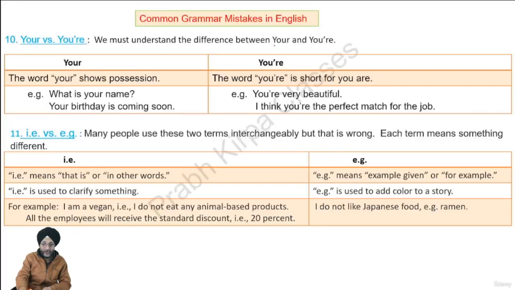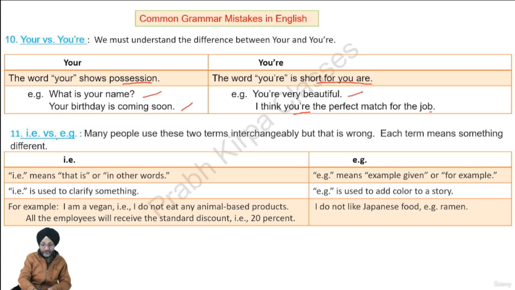Your versus you're. We must understand where we should use the word "your" and where we should use "you are". Your shows possession, whereas you're is the short form of you are. Examples of your: What is your name? Your birthday is coming soon. Examples of you are: You are very beautiful. I think you are the perfect match for the job.